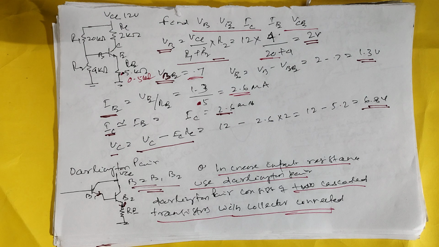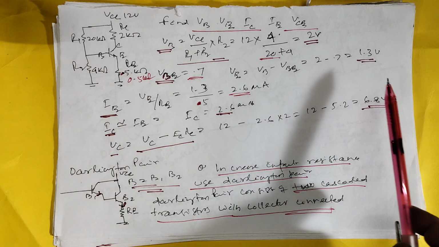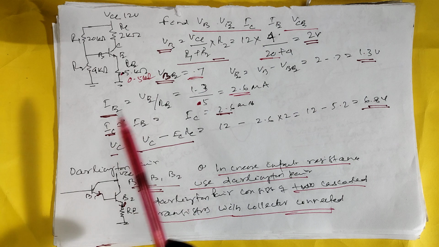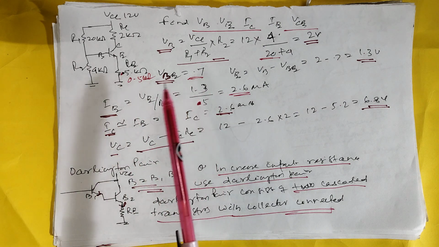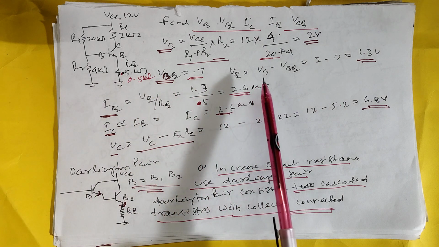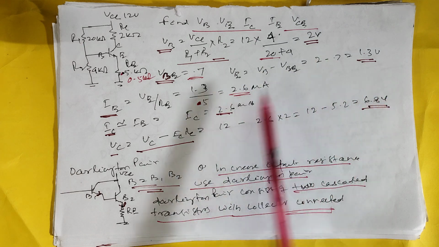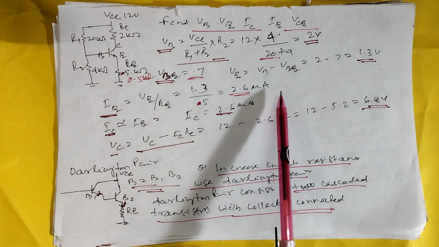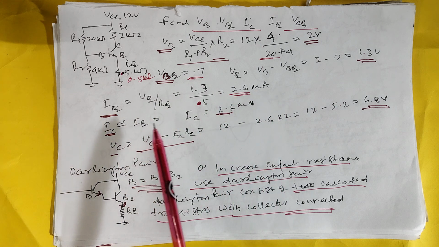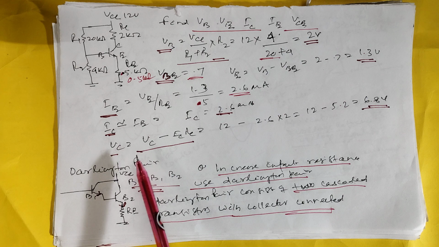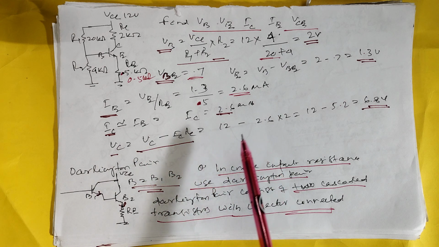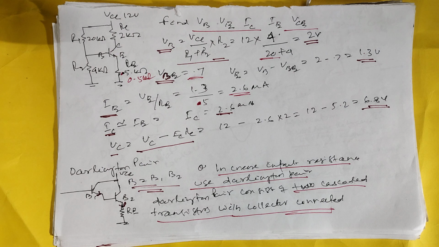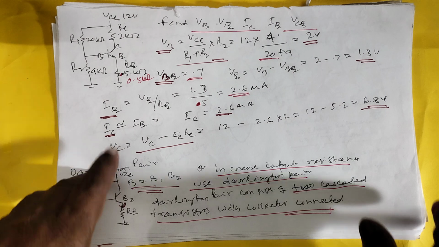IB. Then IB is a... VB is 0.7. V is equal to VB minus VE, 2 minus 0.7, that is 1.3 volt. Here I is 1.3 by RE 0.5, that is 2.6 milliamp. IC is equivalent, IC is 2.6 milliamp. VC is equal to VCC minus IC RC, that is 6.8 volt. Darlington pair input resistance is multiplied by beta B1 B2.